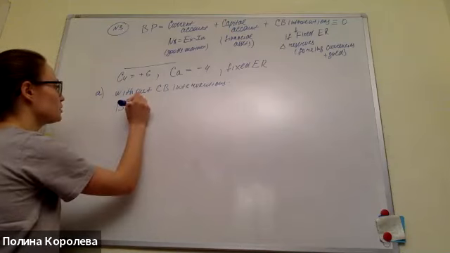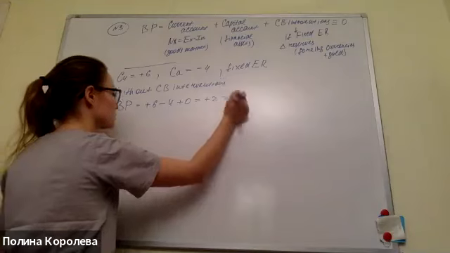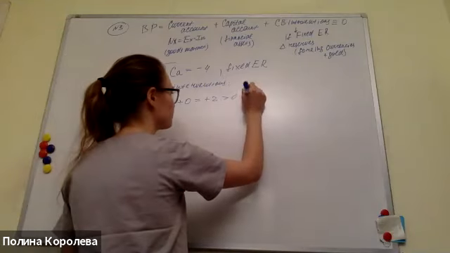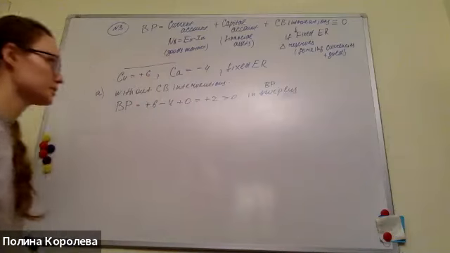So, balance of payment. Is it going to be plus 6 minus 4 plus 0? Yes. It's plus 2, bigger than 0, so it's in surplus. Balance of payment is in surplus.